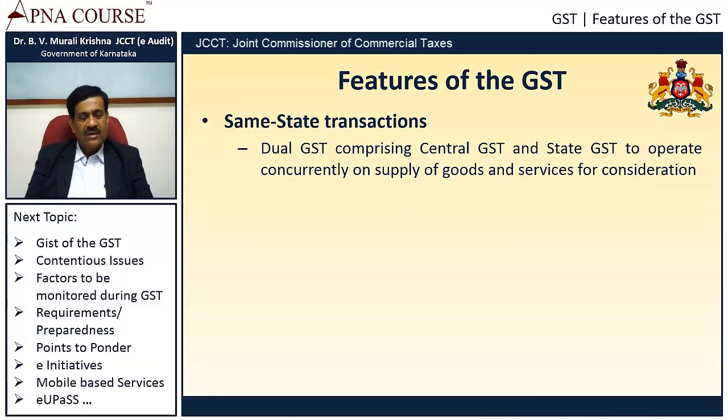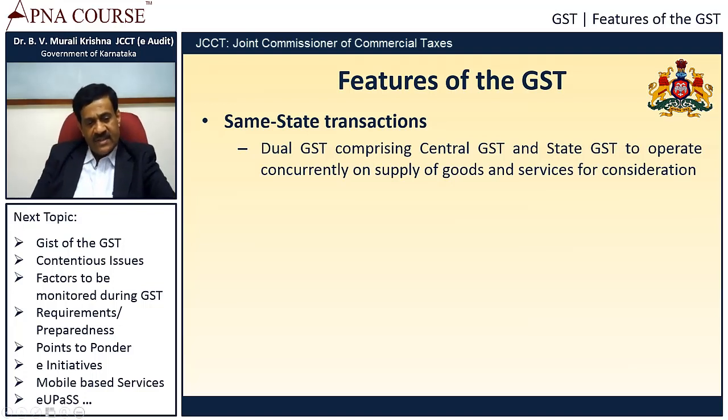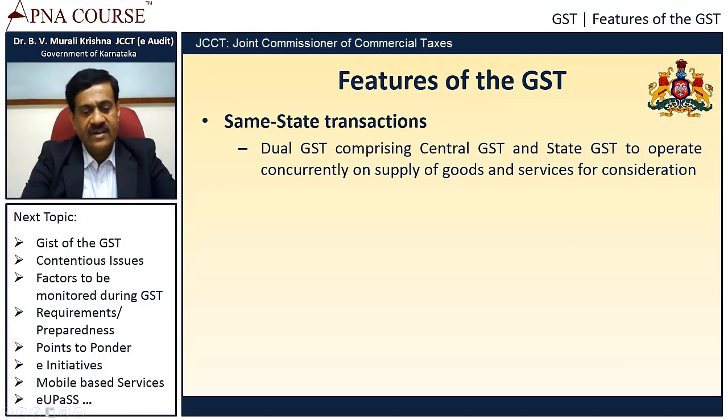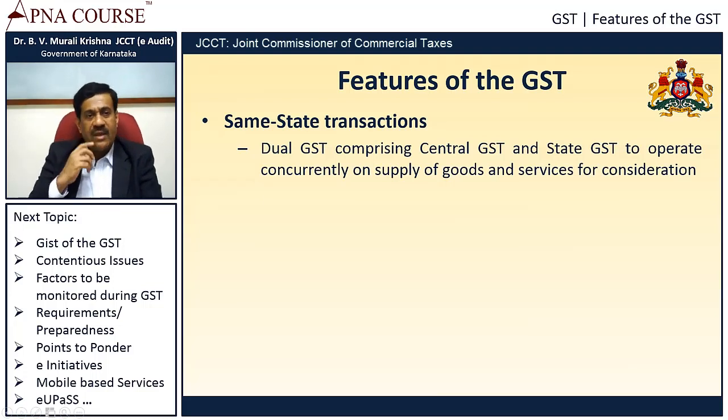Let's talk about the features of the GST. What are the basic features of the GST envisaged in the CAB or the procedure, and the same state transactions? See what is envisaged because of the federal structure and different structure of the Indian economy. Because of the federal and unitary state nature, the center and state have different financial powers, and that is envisaged in this.